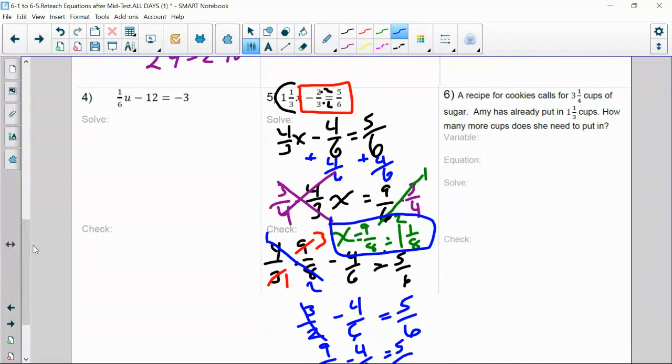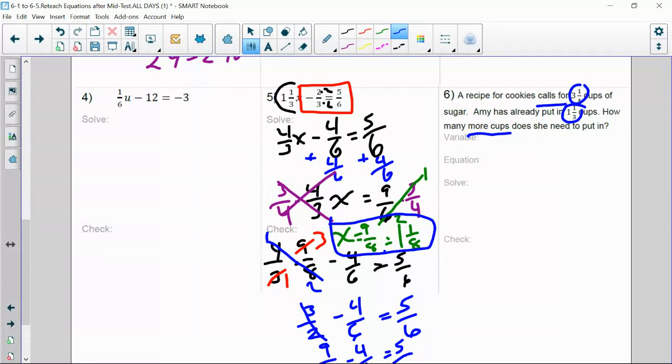All right, I'll help you with setting up number 6, but then the rest of it you're going to have to do as your homework. A recipe for cookies calls for 3 1/4 cups of sugar. Okay, so remember, circle our numbers, underline important things. Calls for, that means that's how much you need. Amy has already put in 1 1/3. How many more does she need to put in?